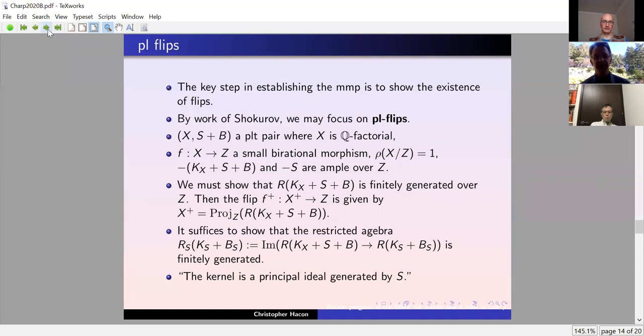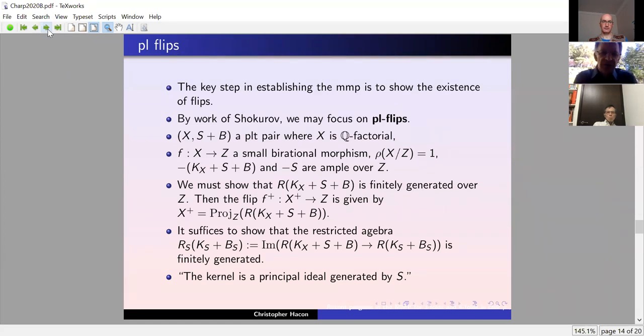So let me examine this in what usually is the hardest thing to do when working on the minimal model program, and that's to establish the existence of flips. Now there's an important reduction due to Shokurov, which is known as reduction to PL flips, which means that in general we don't need to prove the existence of flips in full generality. We can focus on some special kinds of flips known as PL flips. PL stands for pre-limiting, not for PLT, pre-limiting flips.